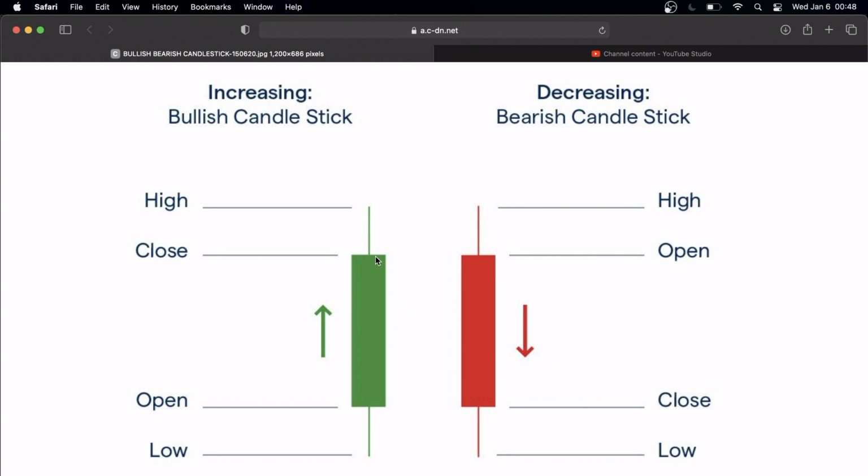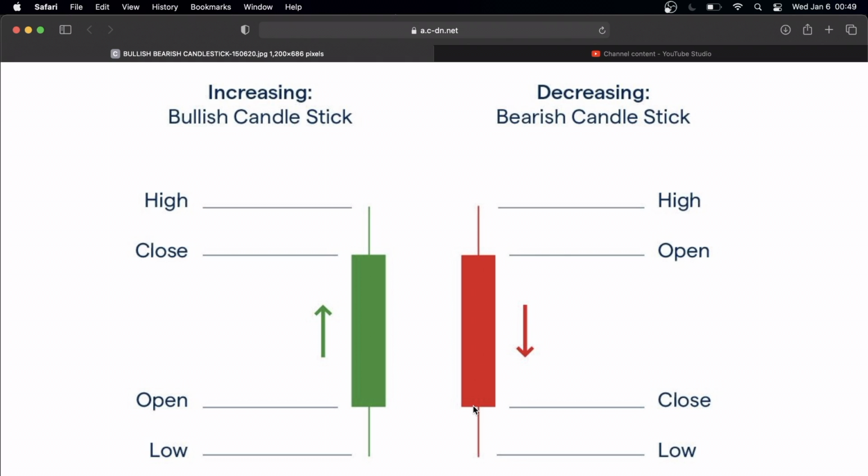Same thing on a red candlestick, but the opposite. If it's green, it starts at the bottom. If it's red, it starts at the very top. So in this particular example, it opened at this price point. Throughout that 1 minute, the price could have gone lower and higher. However, when that 1 minute finished, that's where the price stopped and moved on to the next candle.